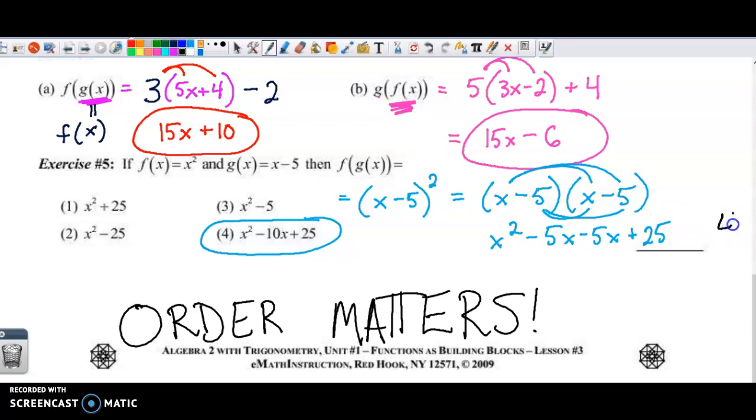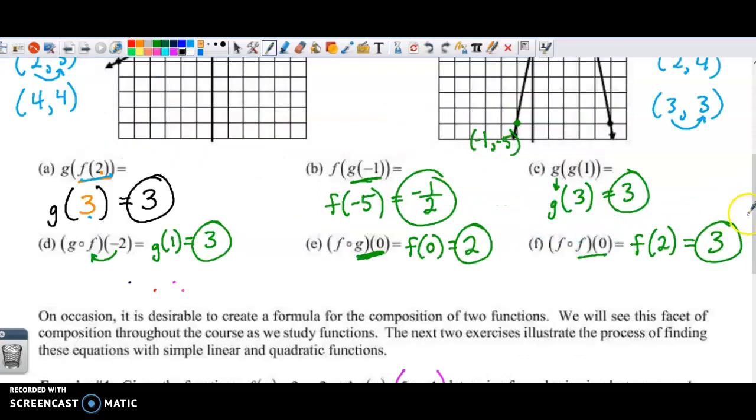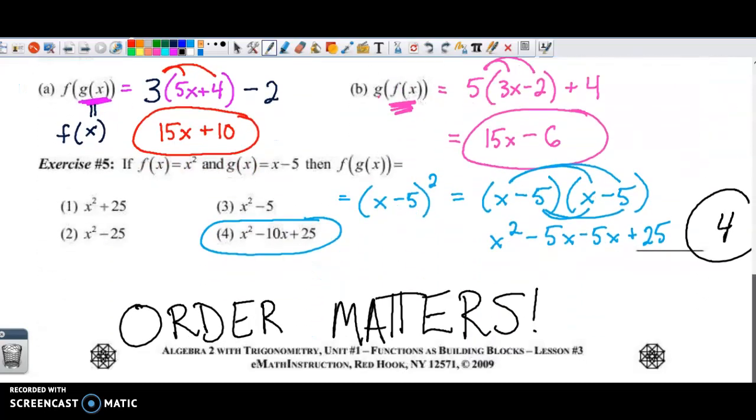So I'll write off to the side here, option 4. Whoops. And you should be ready for the homework now.